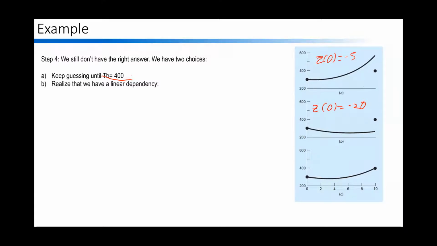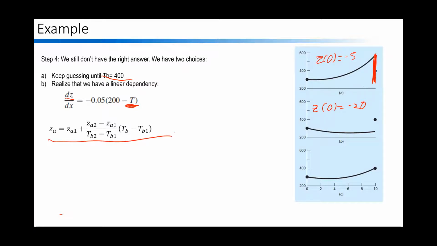or we could use some sort of root finding method. Or since we have a linear dependency, right? We have dz is linearly dependent on T. We can make some shortcuts. We can realize that we can linearly interpolate these results, right? So I can linearly interpolate the correct answer.